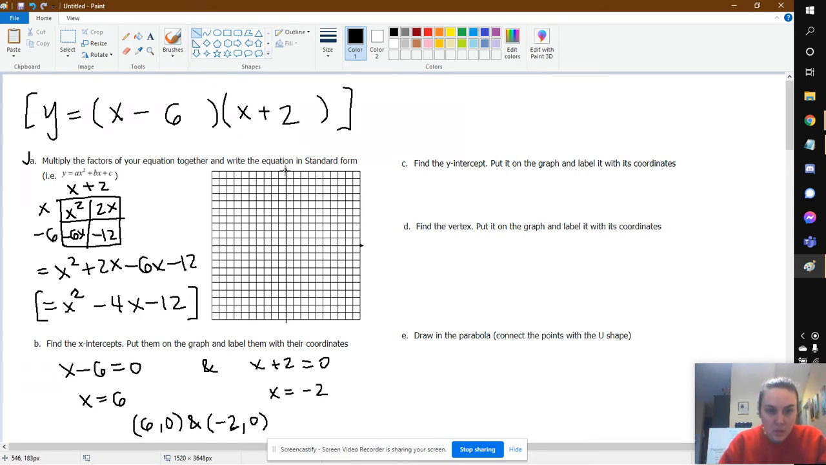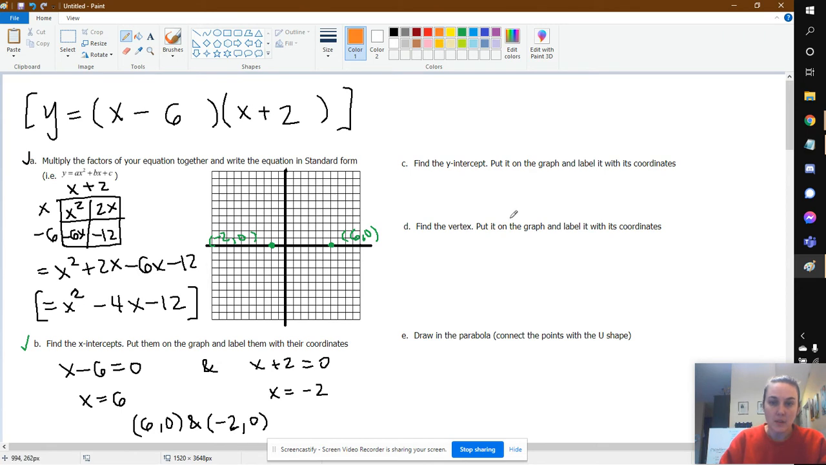I'm going to go ahead and make these lines a little darker on the graph, just so I can see them. I'm going to go ahead and plot those on the graph. 1, 2, 3, 4, 5. I should have my glasses on. Negative 2. And I'll go ahead and label these as 6, 0 and negative 2, 0. Boom.